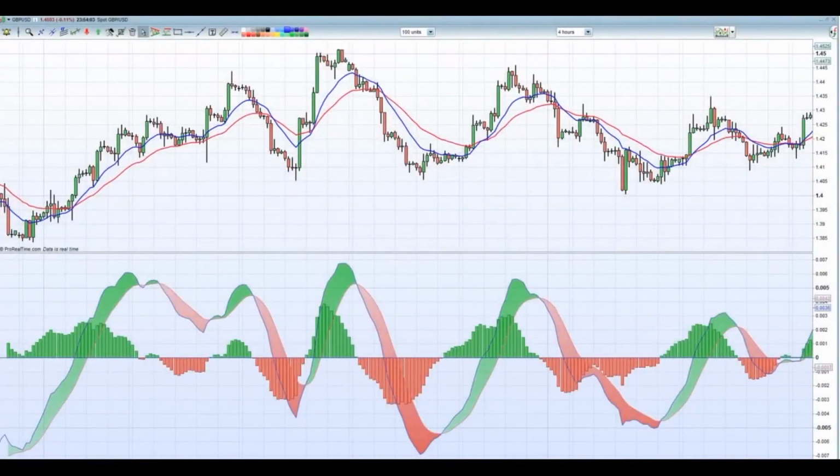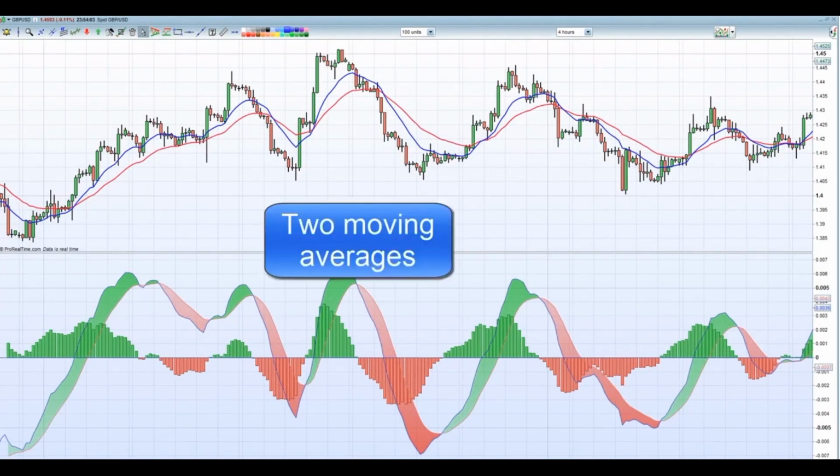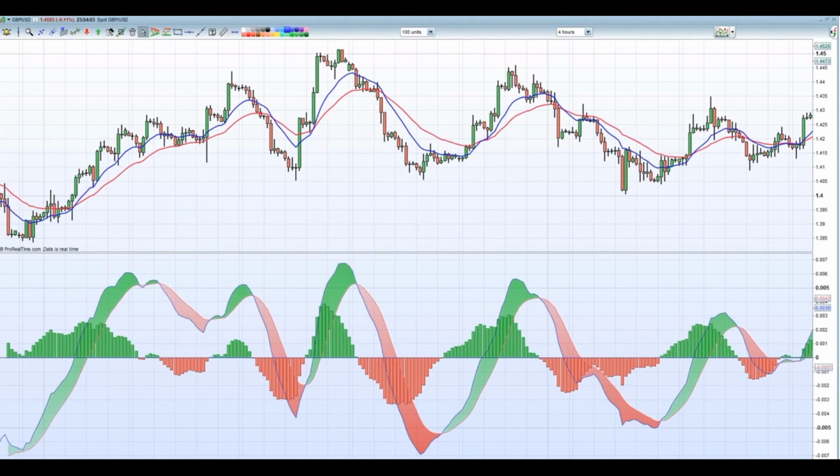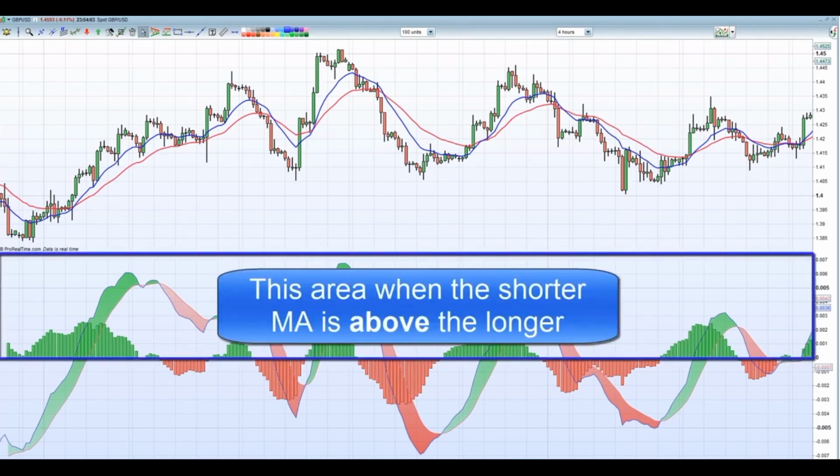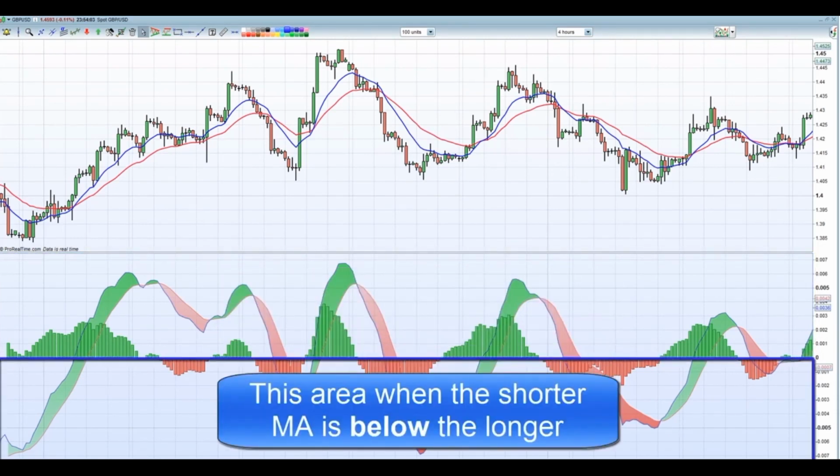Indicator 2, MACD. The moving average convergence divergence is one of the most well-known and used indicators in technical analysis. This indicator is made up of two exponential moving averages which help measure momentum in an instrument. These moving averages and the changing distances between them become the MACD. Convergence simply means the moving averages are moving close together, and divergence simply means they are moving away from one another. When the shorter-term moving average is above the longer-term moving average, this area of the indicator will show activity. When the shorter-term moving average is below the longer-term moving average, this area of the indicator will show activity.